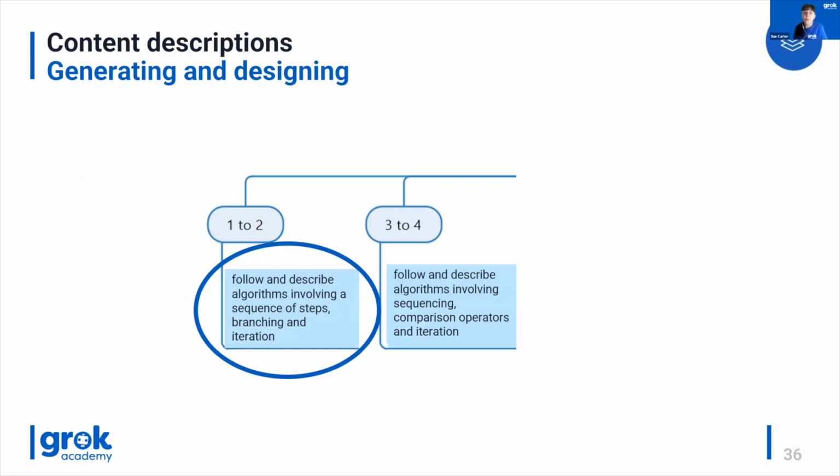So the focus in this section is providing ways for students to follow and describe algorithms involving a sequence of steps with branching and iteration. At this level, it's developmental. They start creating only content or representations. And then at the years 3-4, they implement their algorithms using visual programs through coding.